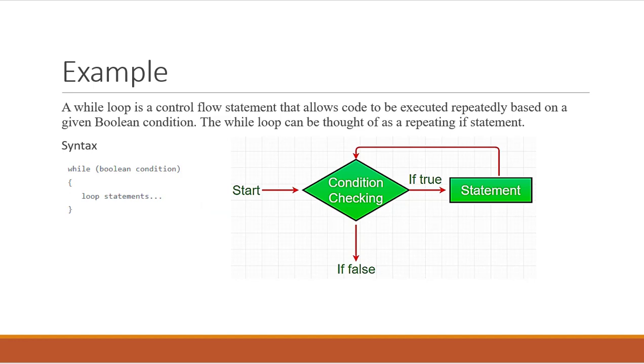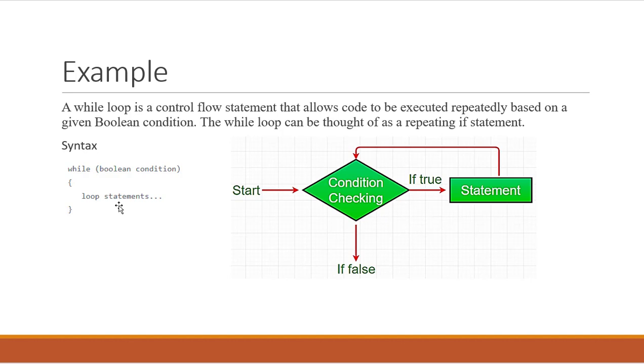Say, for example, if I have to explain using a flowchart, then how it would be. Again, a while loop is a control flow statement that allows code to be executed repeatedly based on a Boolean condition. The Boolean condition is either true or false. The while loop can be thought of as a repeating if statement. This is a general structure, or rather the skeleton, of a program. You have your while, the Boolean condition, and of course your looping statement.